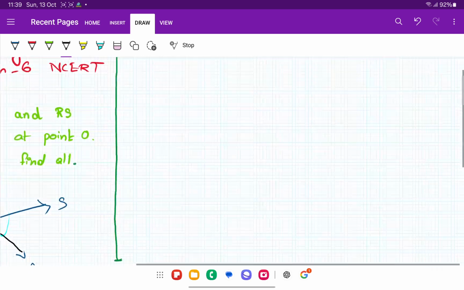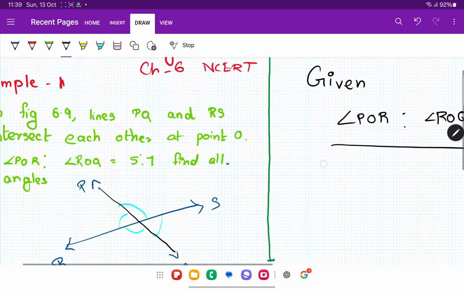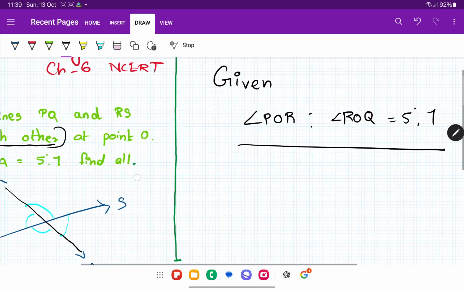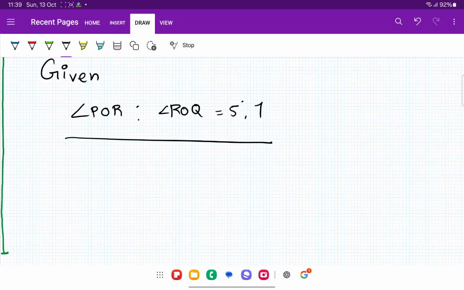Okay, first we'll write the given. Given: angle POR to angle ROQ is in the ratio of 5:7. And there is an axiom we can find here, since the lines intersect each other. Let us prove it after some steps.